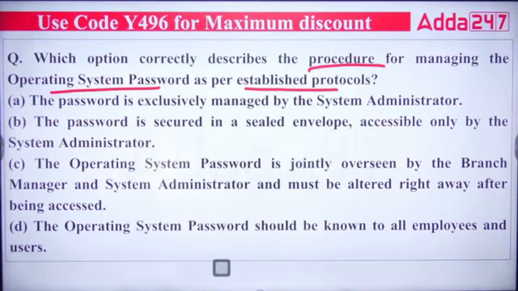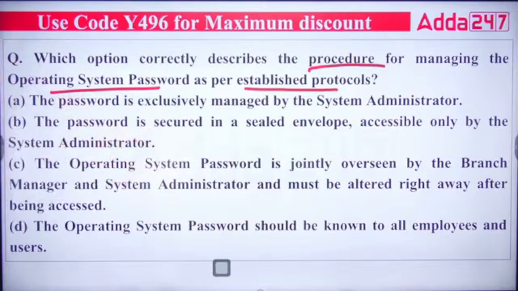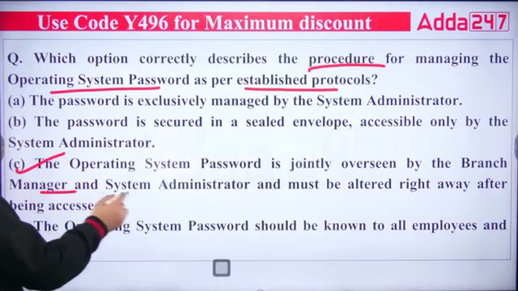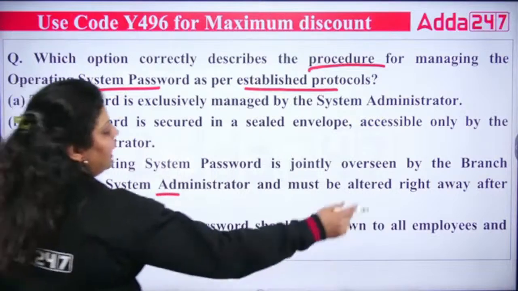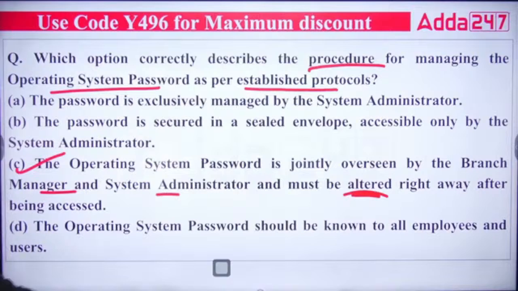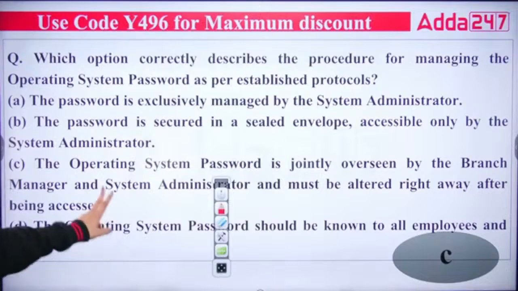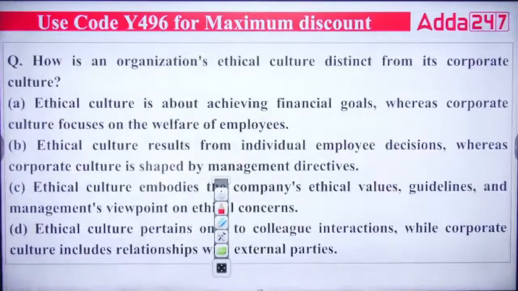Okay. So when you talk about the procedure for managing the operating system password as per established protocol, this operating system password is jointly overseen by the branch manager and the system administrator, and it must be altered right away after being accessed. So your right answer will be C option. Okay, next question.